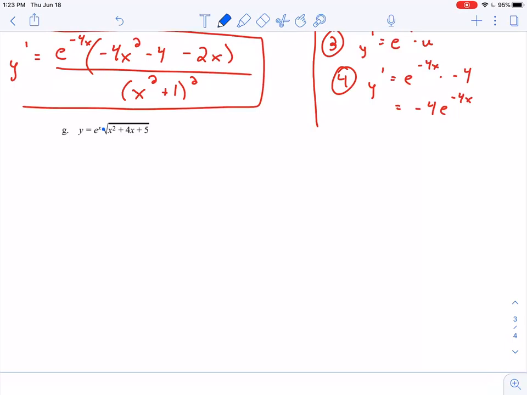As soon as you say that times, that makes me think, oh yeah, product rule. That was one that we learned. So this is a product rule for sure. Again, just like last time, I would also look at the parts of the product rule. E to the x. Well, I know the derivative of e to the x. That's just e to the x. Square root of x squared plus 4x plus 5. Hold on a second there. This guy. That's going to be a chain rule.